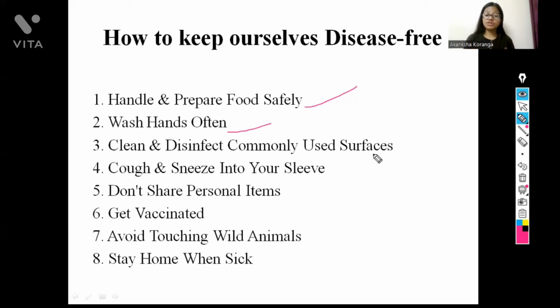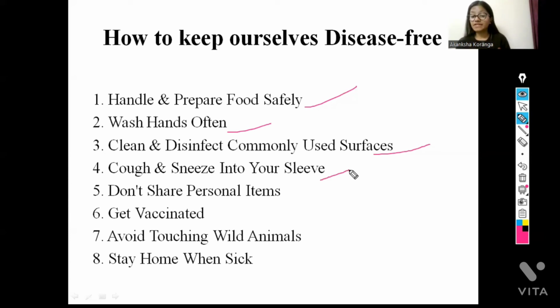Now coming to the third point, we have to clean and disinfect commonly used surfaces, and we can do this through sanitizers and so on. Why? It will kill the harmful pathogens, right? Now moving to the fourth point, cough and sneeze into your sleeves. Whenever we are coughing and sneezing, we should always use a handkerchief or cover our mouths, like now we are wearing masks. Why? To cover our mouth area before we sneeze. This is one of the main important points.